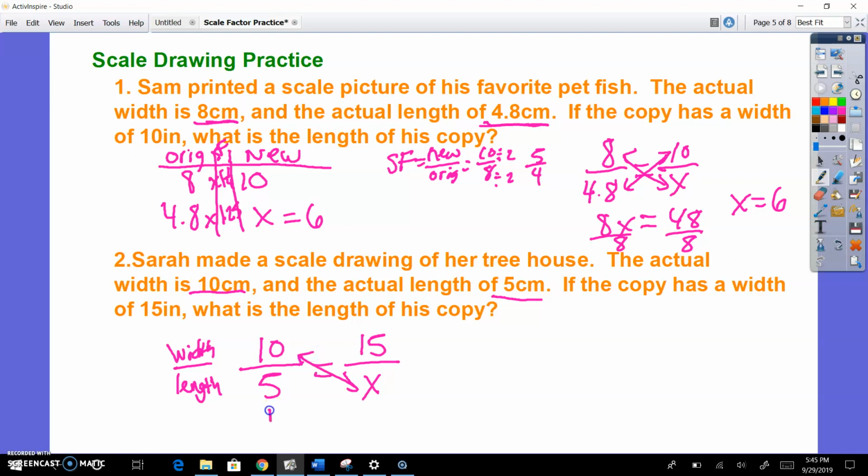So 10 times x gives me 10x, and 15 times 5 gives me 75. And divide both sides by 10. So x is equal to 7.5. Okay.